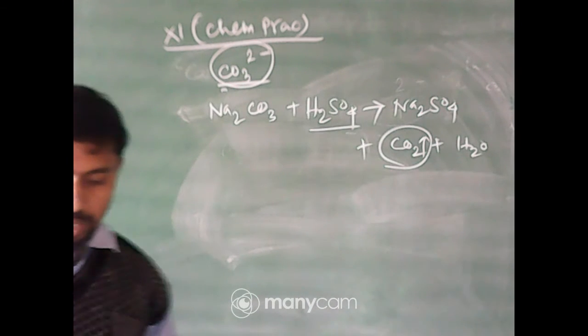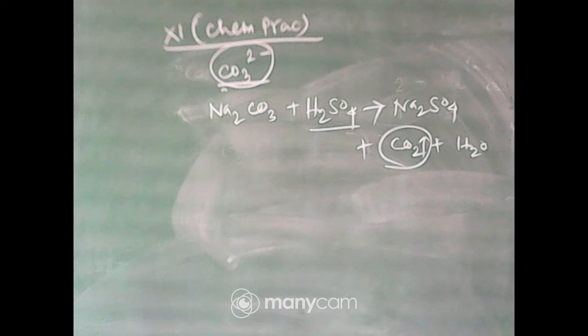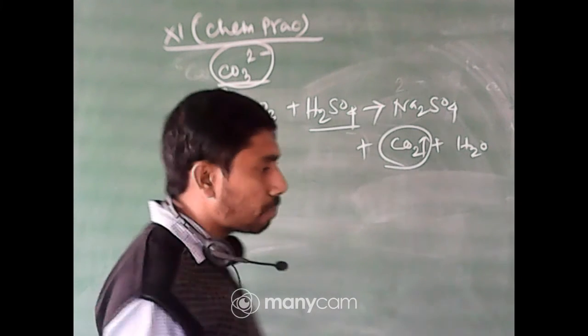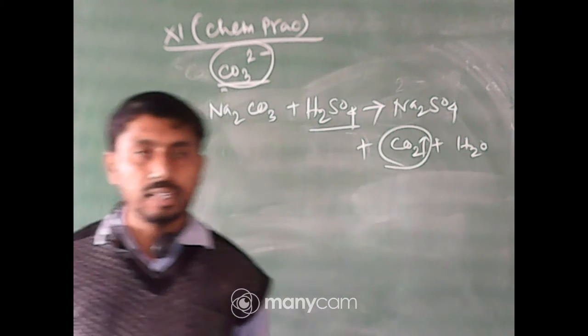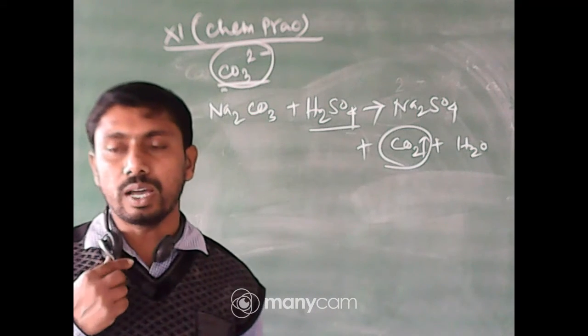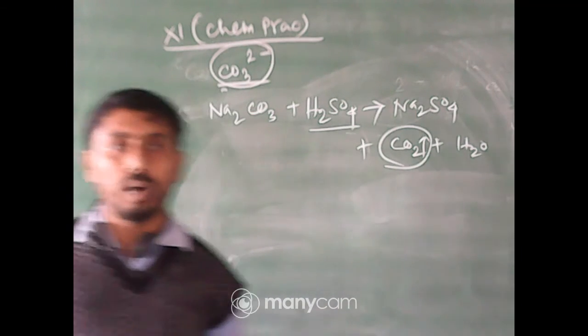Next one is the test for sulphide. Now sulphide gives a rotten egg smell with dilute acid, but as you cannot take the rotten egg smell, I will go for one wet test.